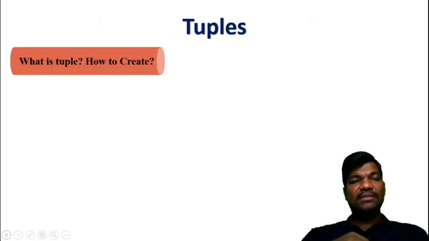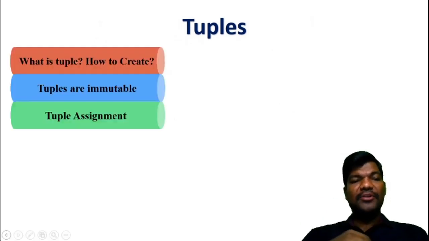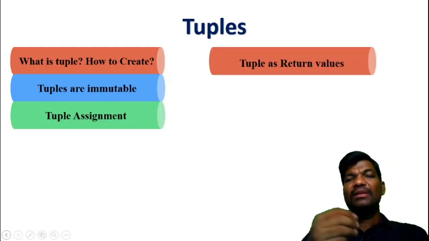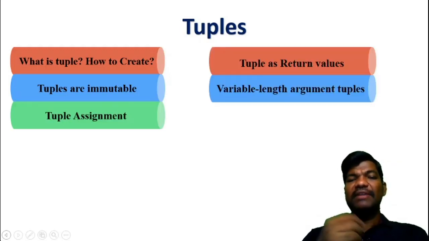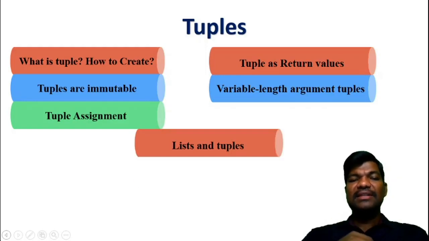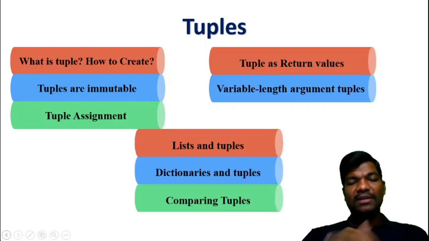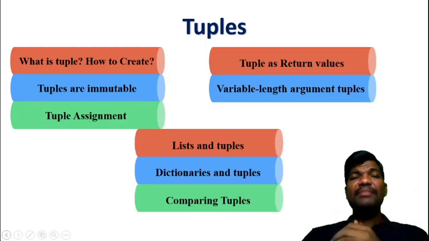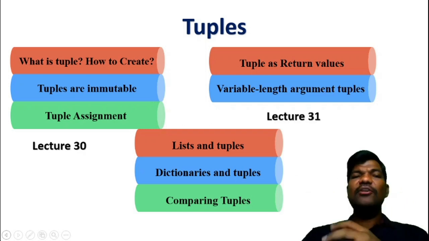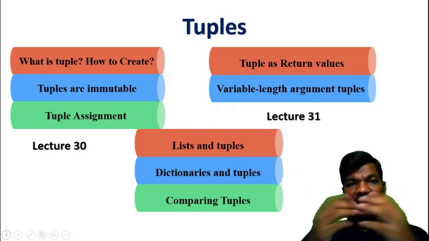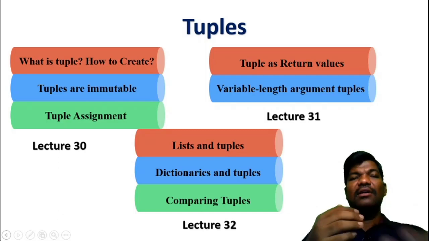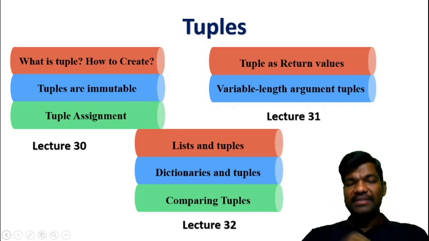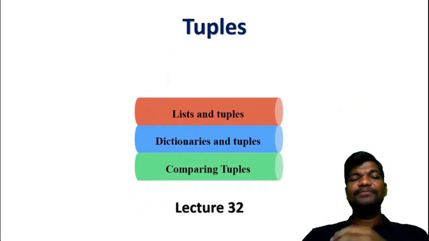Let's check the syllabus once again. What is a tuple? How to create? Tuples are immutable. Tuple assignment. Tuple as return values, variable length arguments. Lists and tuples, dictionaries and tuples, comparing tuples. In the previous 2 lectures, 5 topics are completed. In today's lecture, we will discuss 3 topics. Let's get into the lecture.